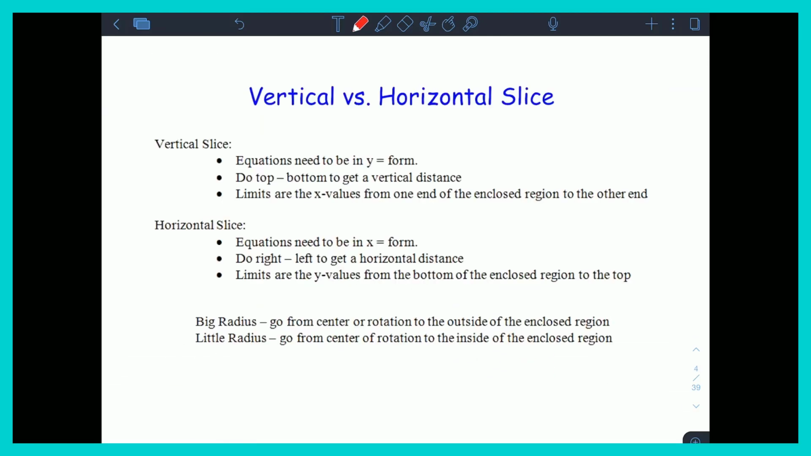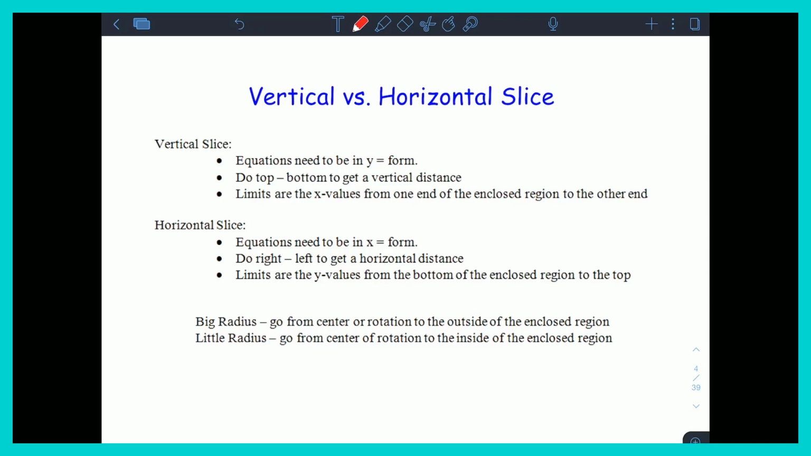There are two types of slices you could have. You could have a vertical slice if the axis of rotation was some horizontal line, because we always slice perpendicular. If you're doing a vertical slice, your equations need to be in y equals form. You need to do a top minus bottom to get the distance, and your limits are your x values. If you do a horizontal slice, so your axis of rotation could have been something like the y-axis, you have to slice perpendicular. Your equations need to be in the form of x equals. You do a right minus left to get the distance, and your limits must be y values.